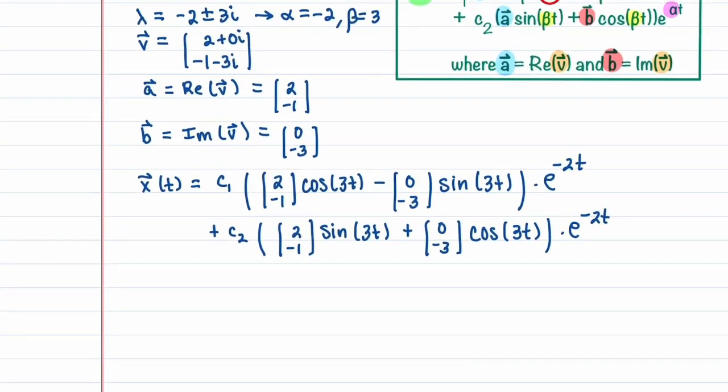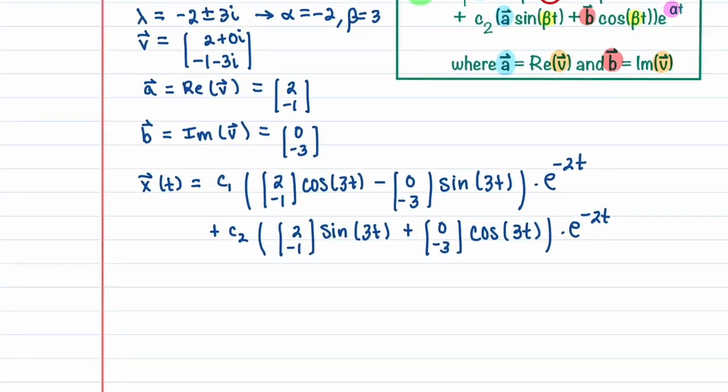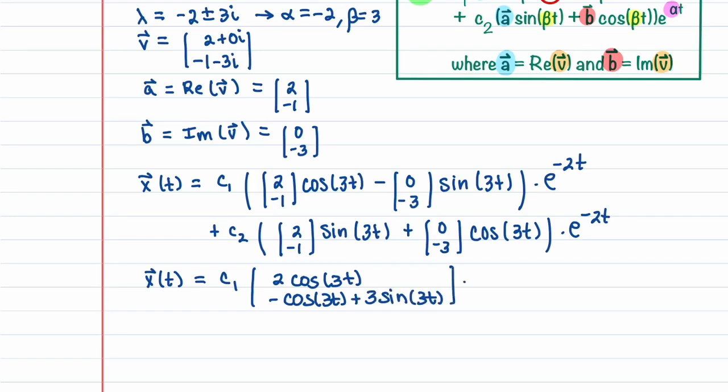Now we really need to do just one more step and rewrite this so it's a little bit easier to read. We're going to write this as x of t is equal to c1. Now we're going to combine the vectors in our solution. So the first component is 2 cosine 3t. And then our second component is going to be minus cosine 3t minus a negative 3, so that gives us a plus 3 sine 3t. And this multiplies e to the minus 2t.